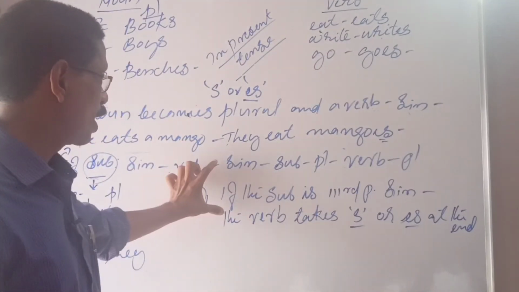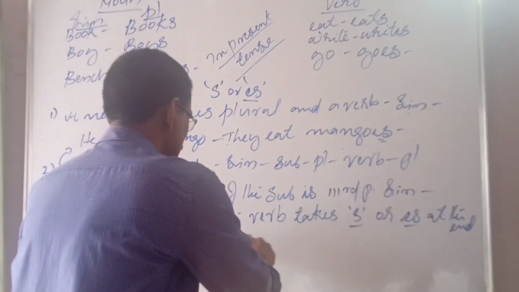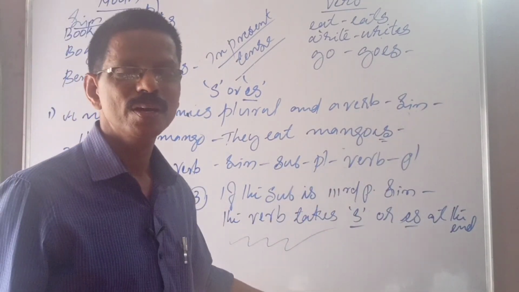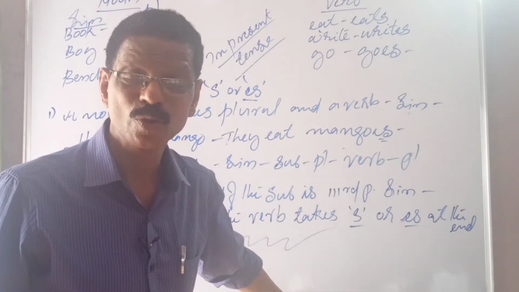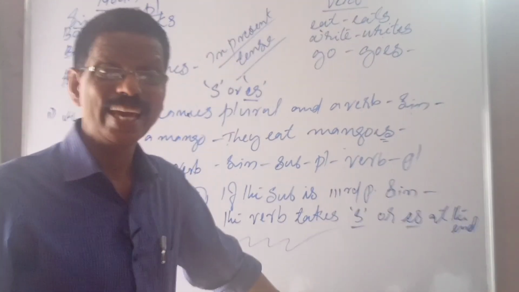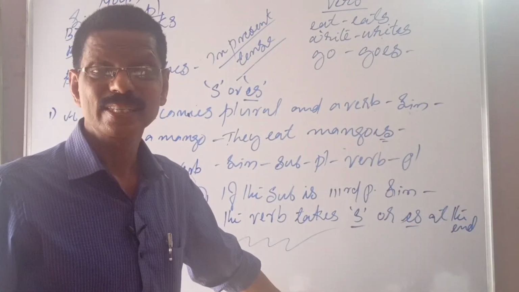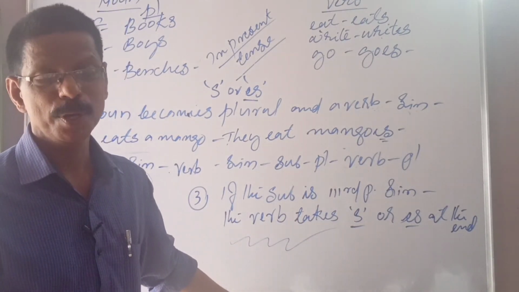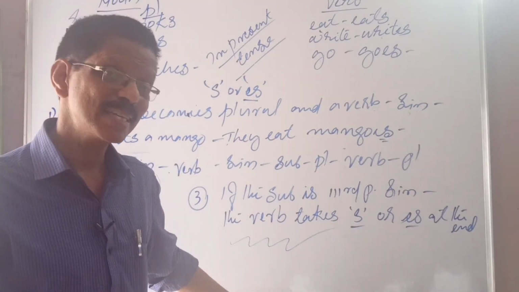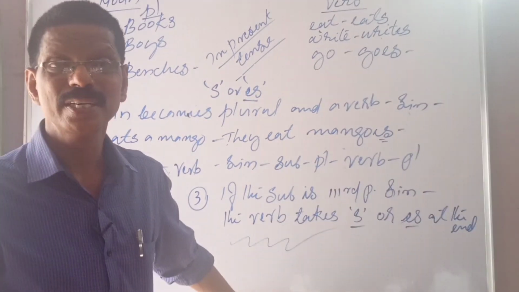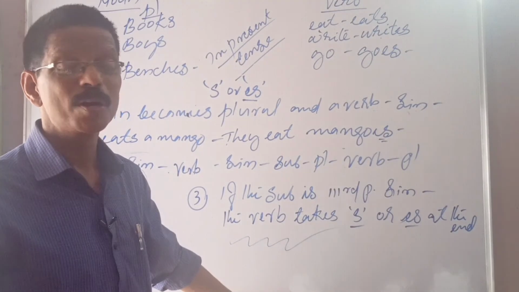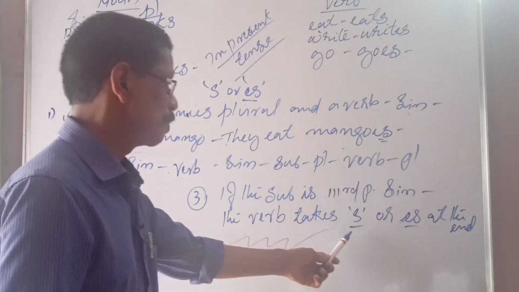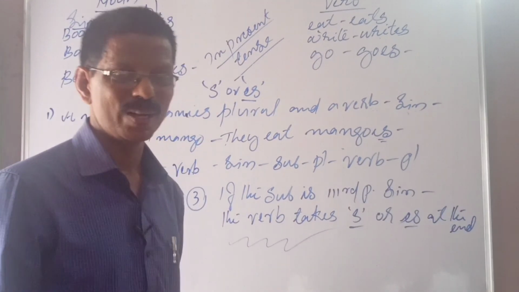And third, the most important rule you have learned, what is that? If the subject is third person singular, the verb takes s or es at the end to make it singular. I repeat once again. If the subject is third person singular, the verb takes s or es at the end to make it singular.